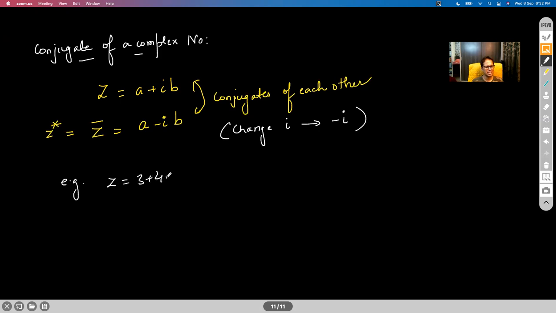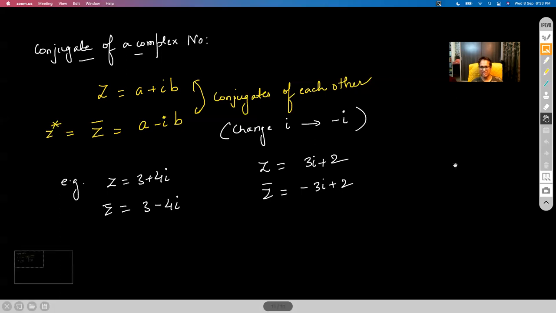Few examples to cite over here. Let's say if you have 3 plus 4i, its conjugate will be 3 minus 4i, absolutely. If you have a complex number, let's say 3i plus 2, what is the conjugate of this? Minus 3i plus 2, right? I was actually waiting to see somebody writing 3i minus 2. Many people think finding the conjugate is just reversing the sign in between. No, it is not reversing the sign in between. It is changing i with a minus i.